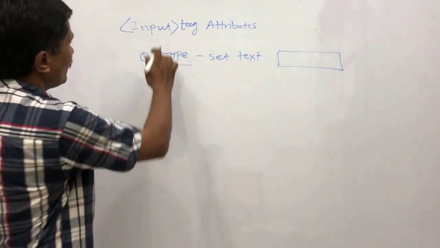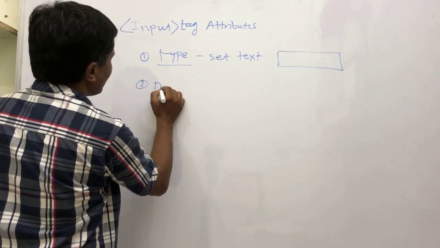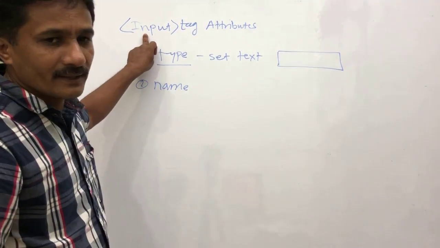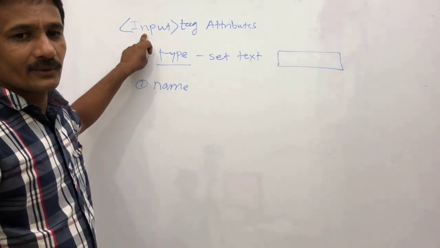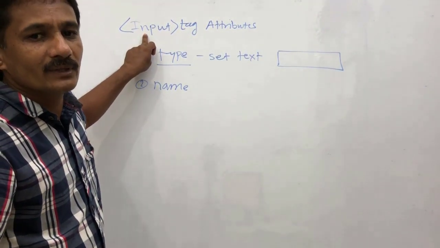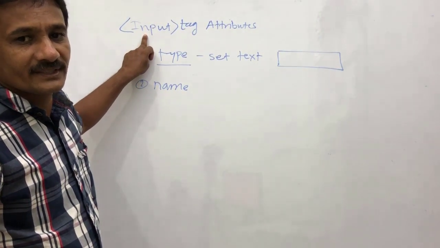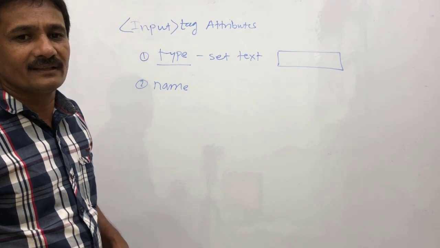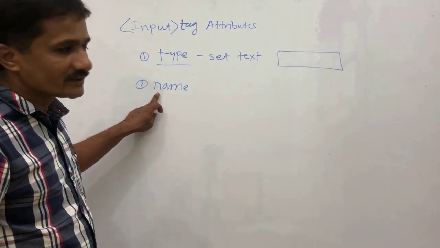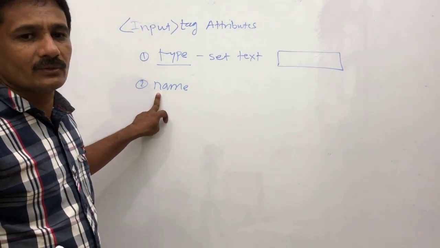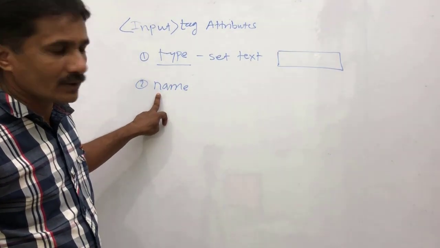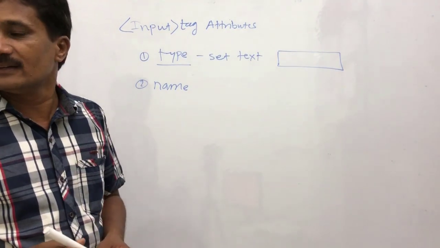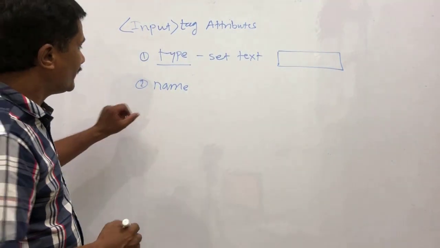Then the next attribute of the input tag is name. Name is the attribute of input tag used to give a name to the control which is sent to the server to be recognized and get the values. This is the name attribute.